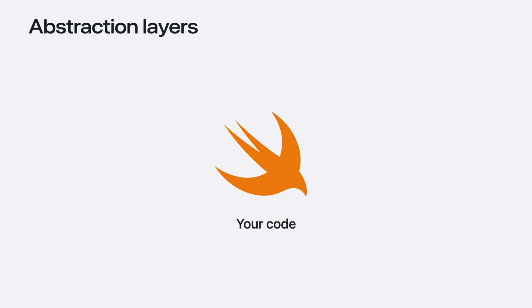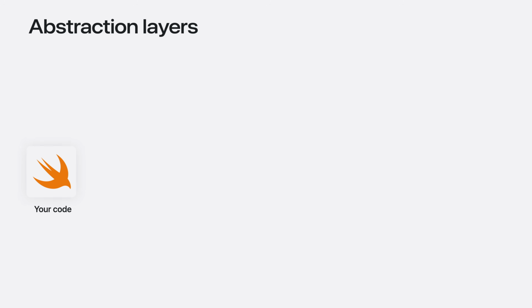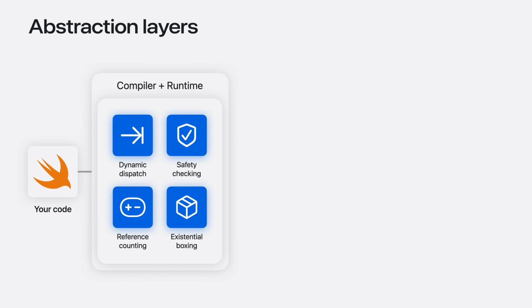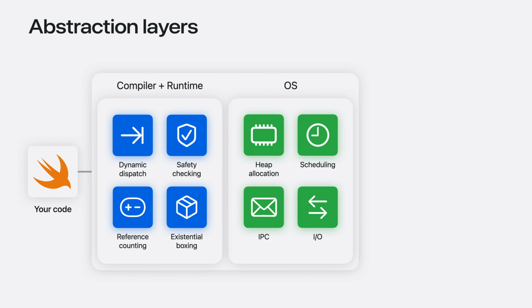It starts with App Foundation. The Swift code you write is fast and expressive. But this code does not execute in isolation. Even simple code is hiding a lot of complexity. The compiler and runtime inject dynamic dispatch, safety checks, and reference counting behind the scenes. Then, it relies on the operating system for memory allocation, process scheduling, and I/O routing.